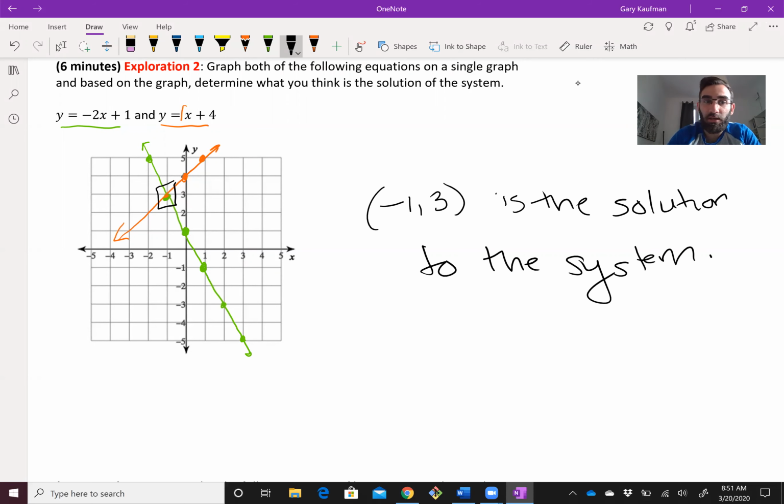We can see that, say this ordered pair right here, 0, comma 4, is only a solution for the orange line. I need something that's a solution for both. So it ends up being what we call the point of intersection. So when looking at a system by graphing, we want that point of intersection.